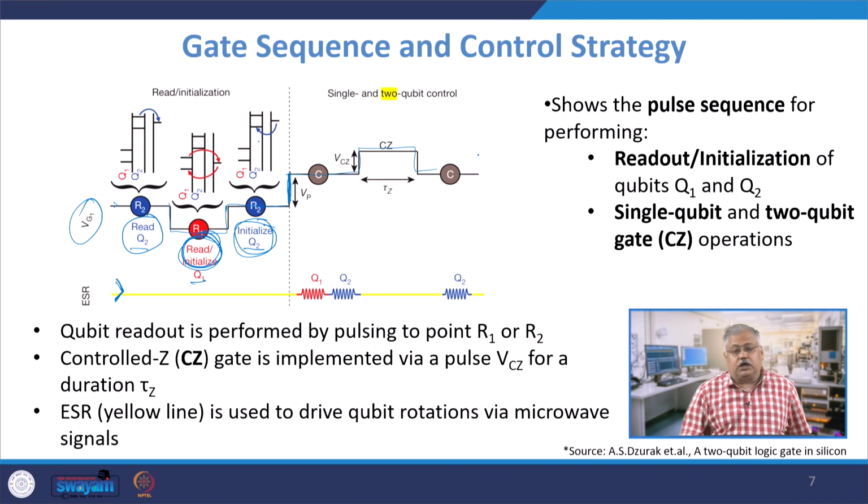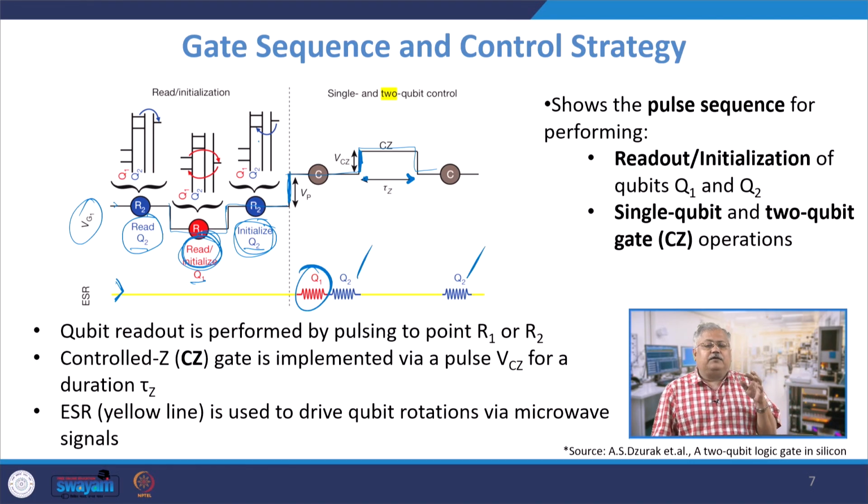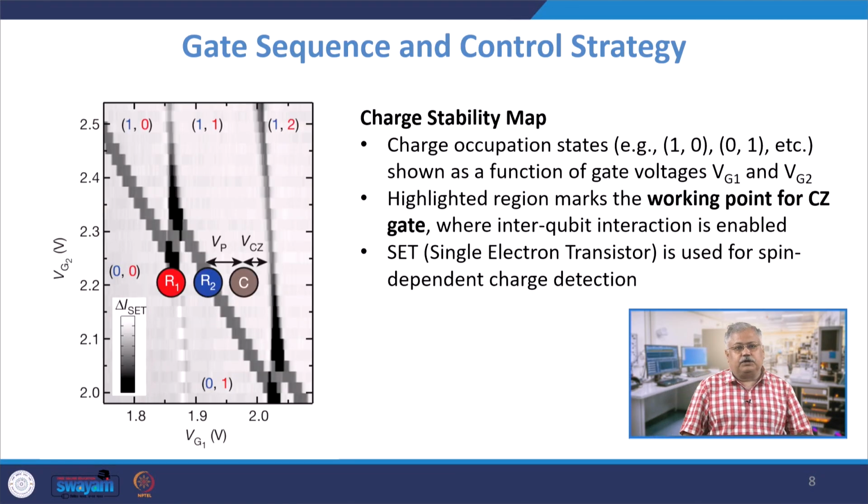The CZ value is the controlled Z gate, and this is implemented using a pulse, VCZ. VCZ is the pulse which you are using, with a tau Z value here, and for a duration of tau Z you are using this pulse, and from this you are able to read the external signal here. So you can read q1 here and q2 here, and this is basically a 2-qubit control. As you can see very easily, 2-qubit control is relatively more difficult as compared to a single qubit control.